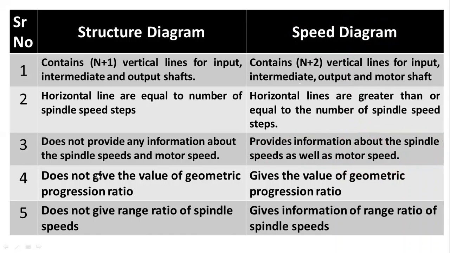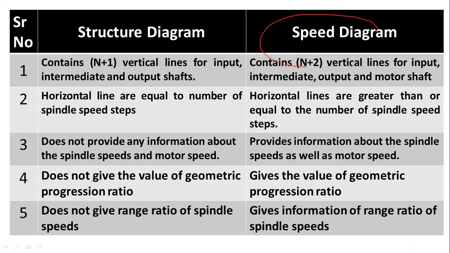Next, fourth difference between your structure diagram and speed diagram is that you don't calculate geometric progression ratio phi. But in the speed diagram, you first have to calculate Rn, your range ratio. Then you have to calculate your geometric progression ratio. And then on basis of that, you calculate your N1. N2 is your N1 phi, right? N3 is your N1 phi square. You calculate all the magnitude of the speeds. So in short, geometric progression ratio value is known in the speed diagram.